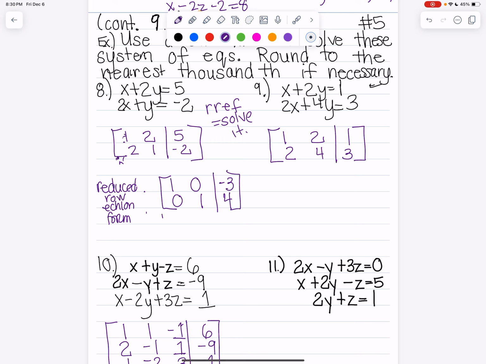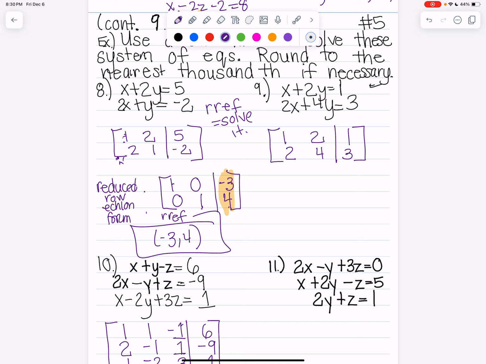This is my RREF for number 8. This right here is my solution. Because read it. If you want to write it out, doesn't it say x equals -3, y equals 4? Yeah, that's my solution. So I just write it -3, 4. That's all I do. That's my solution. This is the part where you solve these matrices or the systems of equations with a calculator and not doing it by hand. Okay? That's what you do.